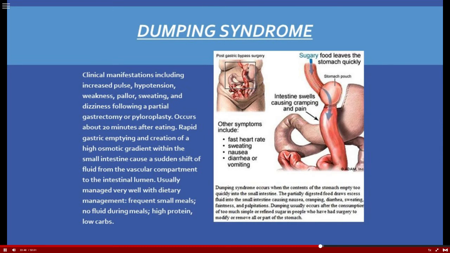So dumping syndrome occurs when the contents of the stomach empty way too quickly into the small intestines. The partially digested food draws excess fluid into those small intestines, causing those signs and symptoms. A lot of times it's nausea, cramping, but sometimes it can be as severe as fainting and palpitations. And so we teach our patients that a lot of times it'll resolve on its own or at least get better. But at first we want to make sure they're eating small, frequent meals, no fluids during meals, and a high protein and low carb diet.